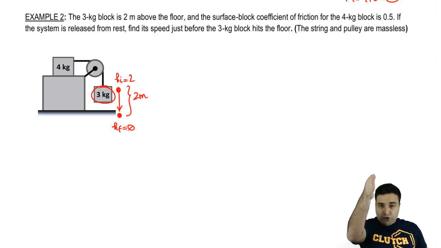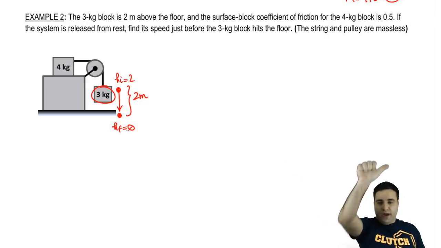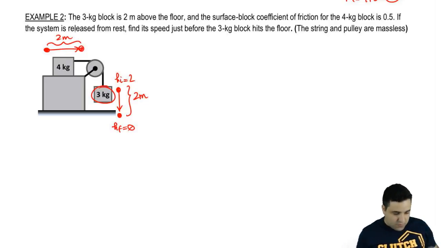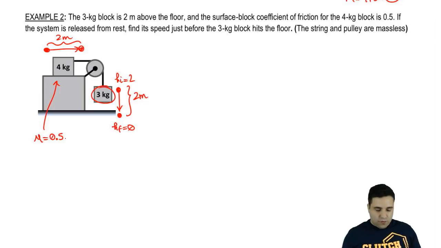Now, if this block moves 2 this way, it means that the block on top has to move 2 this way, right? So this guy is going to move 2 meters like this, okay? And the problem says that there's a coefficient of friction here. Coefficient of friction here is 0.5. I only give you one coefficient, so that means that's both the kinetic and static coefficient of friction. We don't have to worry about it.